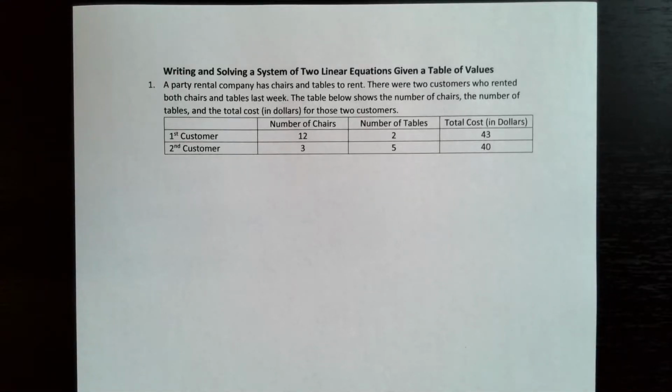Okay, in this problem, we're going to be writing and solving a system of two linear equations given a table of values. The first problem: a party rental company has chairs and tables to rent. There were two customers who rented both chairs and tables last week. The table shows the number of chairs, the number of tables, and total cost in dollars for those two customers.